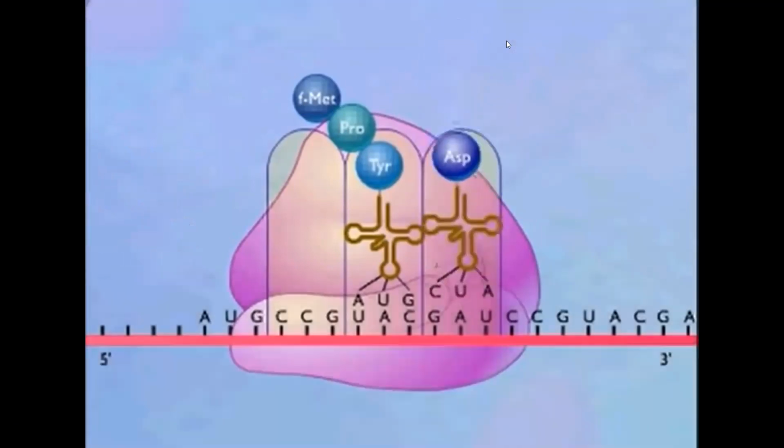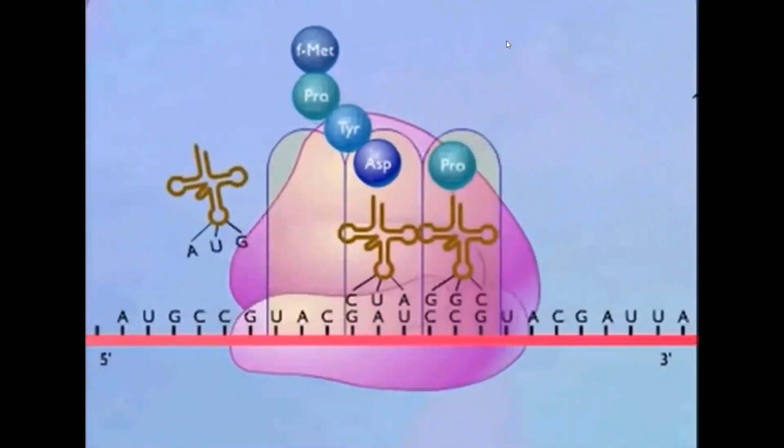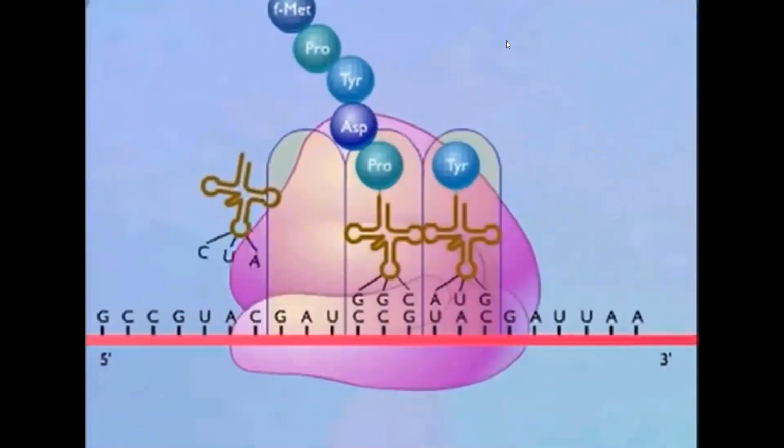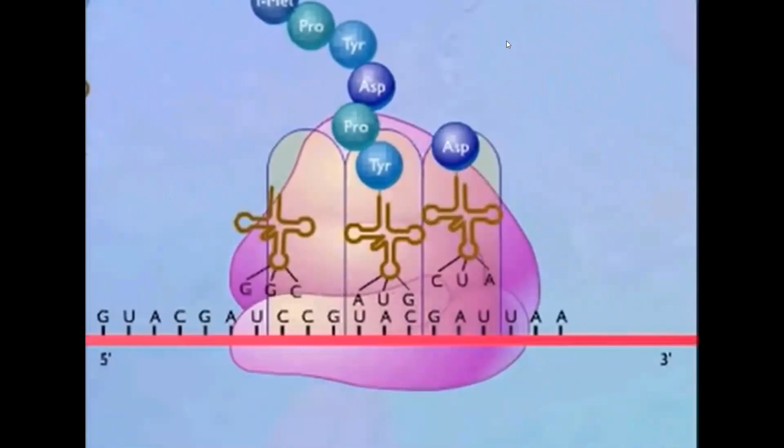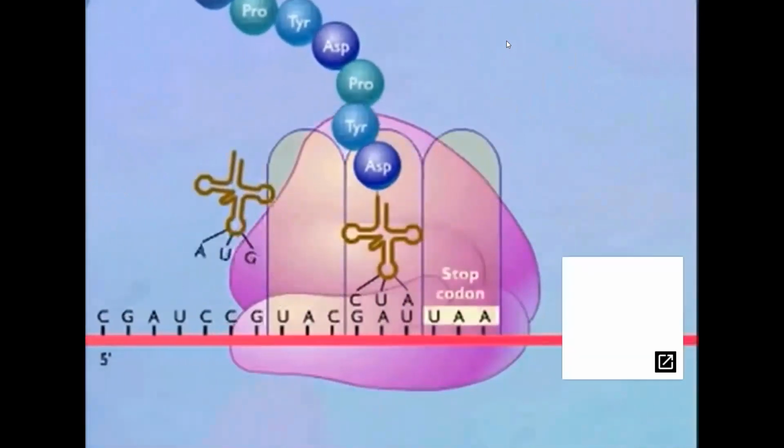The ribosome moves along the messenger RNA, and new amino acids are added to the growing polypeptide chain: aspartic acid, proline, tyrosine again, aspartic acid. Elongation of the polypeptide is terminated when a stop codon moves into the A site.